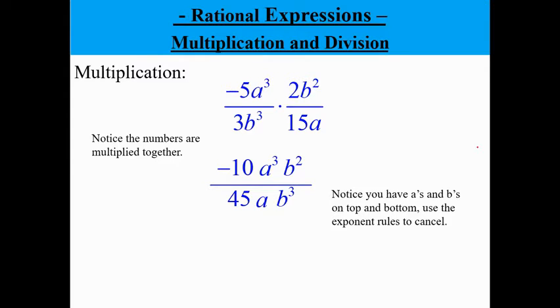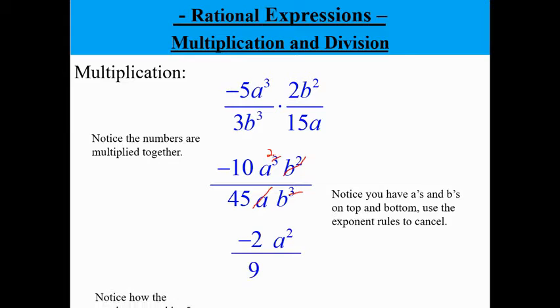So notice that we have a's and b's on top and bottom, and we're going to use the exponent rules to cancel. So that's why we reviewed exponent rules, okay? And notice that when we do that, we're going to have a b left on the bottom, and then two a's on the top, okay?